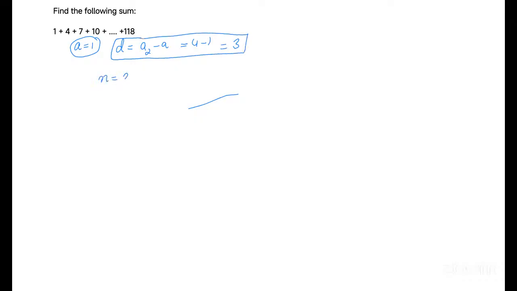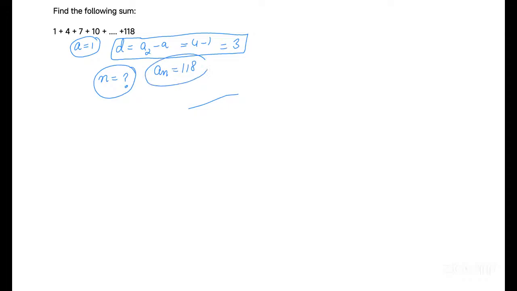Okay, this is the question. Okay, guys, so how will you solve this? First of all, we have to write all the values which are given. A is given as 1. D is given as A2 minus A, which is 4 minus 1, which is 3. L, I don't know, but I know the last term, which is AN, equals 118.